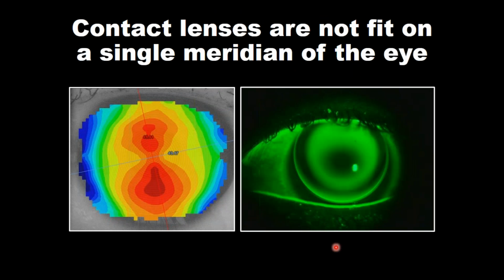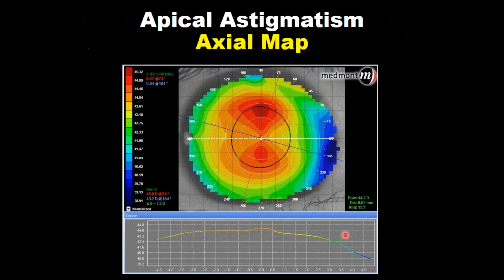Now, another thing to consider is that it's not just one flat K reading that we want to factor in to our construction of the lens. A CRT lens is fit based primarily on two principal meridians, the flattest meridian of the eye, but also the steepest meridian of the eye. So just thinking about the one flat meridian is only part of the story.